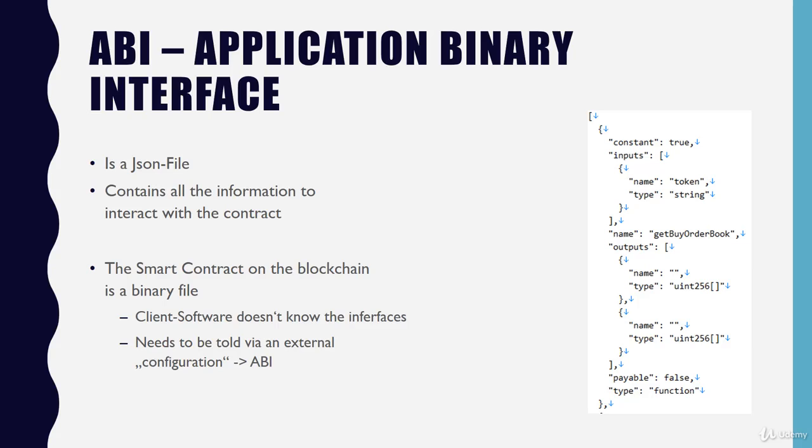The smart contract on the blockchain is a binary file. Again, the client software doesn't know the interfaces, so it needs to be told via an external configuration file how to interact with the contract. On the right side here, you see a typical structure of such an ABI file.